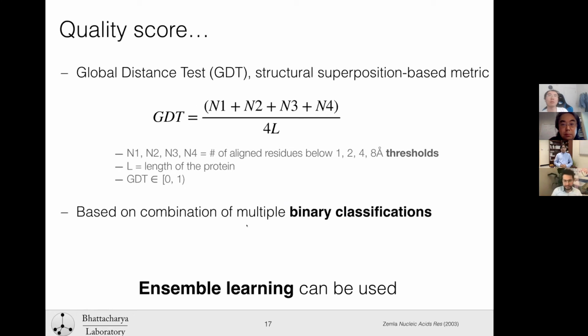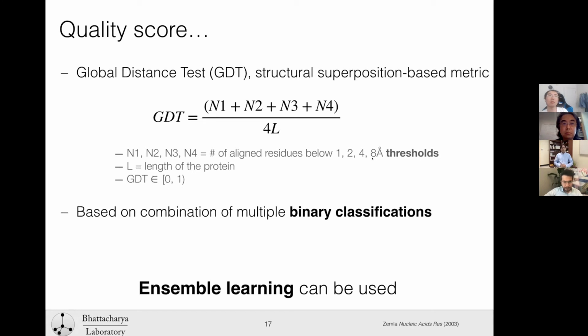Here's a widely used quality score called the global distance test, or GDT, which is a superposition-based metric for measuring the accuracy of structure prediction, as represented in this equation here. In this equation, the numerator has quantities N1 through N4, which are the numbers of aligned residues of a model below 1, 2, 4, and 8 Angstrom thresholds with respect to the corresponding residues in the native or experimental structures after the structural superposition.